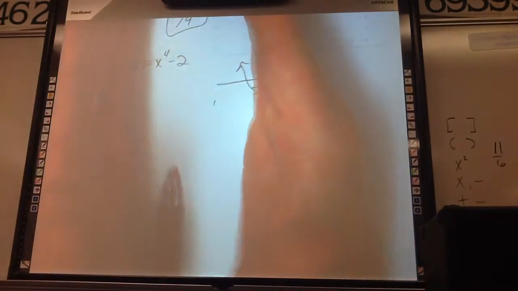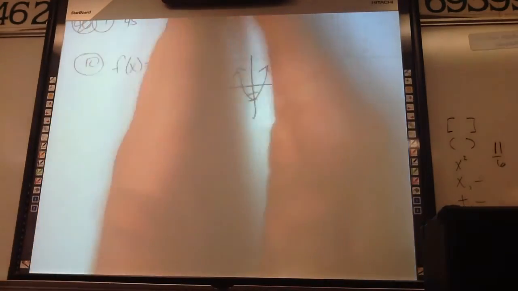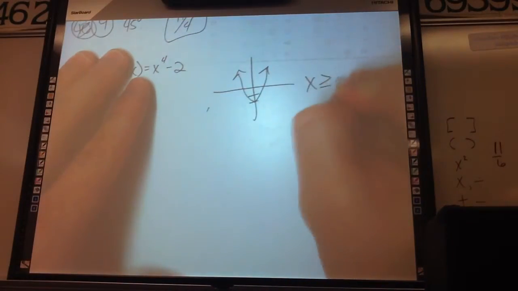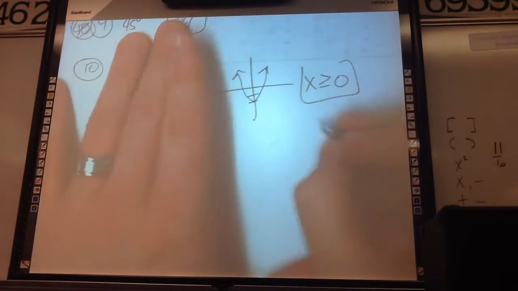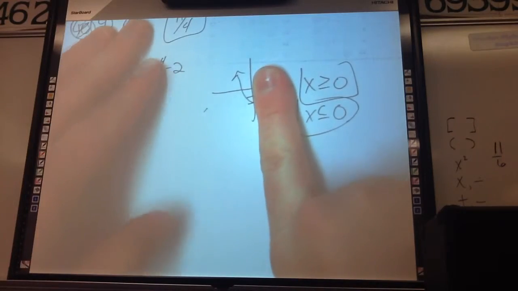Remember piecewise functions? Those are restricted domains. We're only gonna look at certain sections. Did you say X is greater than or equal to 0? That's a perfectly good answer. Then you would only be looking at that, and now it's 1 to 1. Jeanette said X is less than or equal to 0. That's a perfectly good answer too, because then you'd only be looking at that, and now it's 1 to 1. Those are the only two answers though, right?